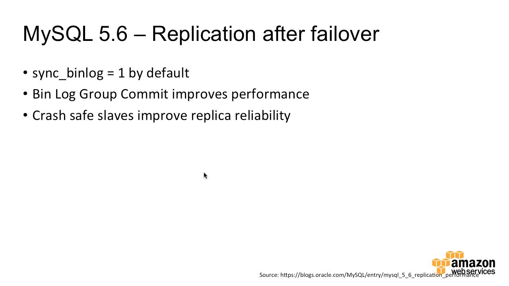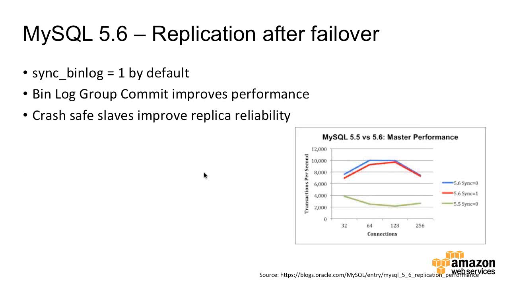In 5.6, sync bin log is set to 1 by default. The bin log group commit improves performance, and crash safe slaves improve replica reliability. The chart on the right hand side corner shows that if you set your 5.5 sync to 0 and your 5.5 sync to 1, you would see a performance degradation. With 5.6 sync to 0 or sync to 1, there is no visible performance degradation at all. On the y-axis is the transactions per second. We are still able to do a consistent number of transactions per second on 5.6 with sync bin log set to 1. More reasons for you to upgrade to 5.6.